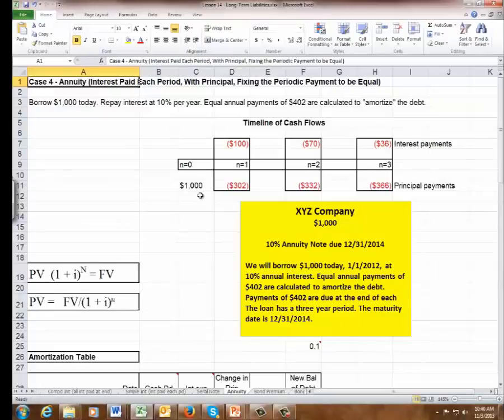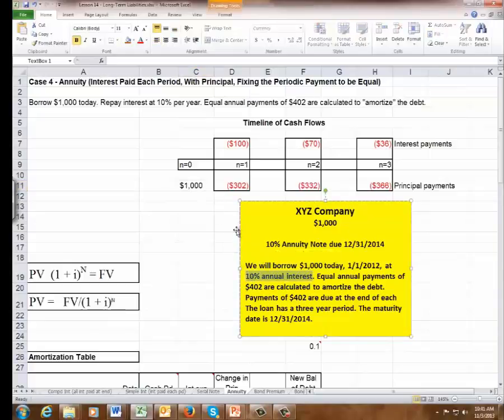So in this case, the amount of principal and interest, the specific amounts will differ, but the total cash payment will remain the same. For example, if we borrow $1,000 at time period n equals 0, we can borrow $1,000 with an annual interest rate of 10%, but we can calculate the payments each period to be exactly equal to 402. So the sum of the interest and the principal here in year 1 is 402. In year 2, the sum of the principal and interest is 402. And in year 3, the sum of the principal and interest is 402.